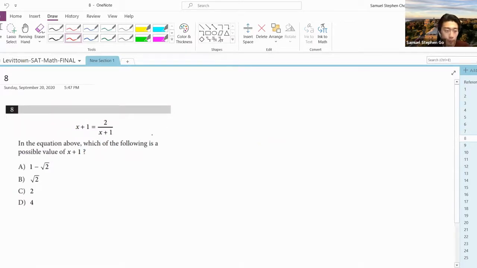Here's number 8. In the equation above, which of the following is a possible value of x plus 1? At this point, it might be good, if it's confusing, to think of this as a whole variable, because they're asking you what is a value of x plus 1, not x, not y or anything, x plus 1. So it might be good to just replace x plus 1 here with y. It might be a little easier. So if we can convince ourselves here, this will be the same as saying y equals 2 over y. So the next step here is to solve for y, because that's x plus 1.